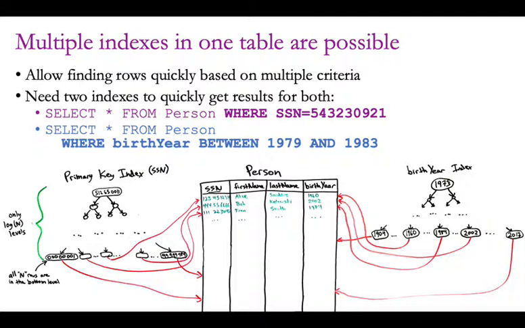In this case, all the values for birth year in the table, and there'd be some middle value at the root. And you could traverse that to find details about those years. So these years would point to rows in the person table. Okay. And you'd probably have multiple entries for each year.